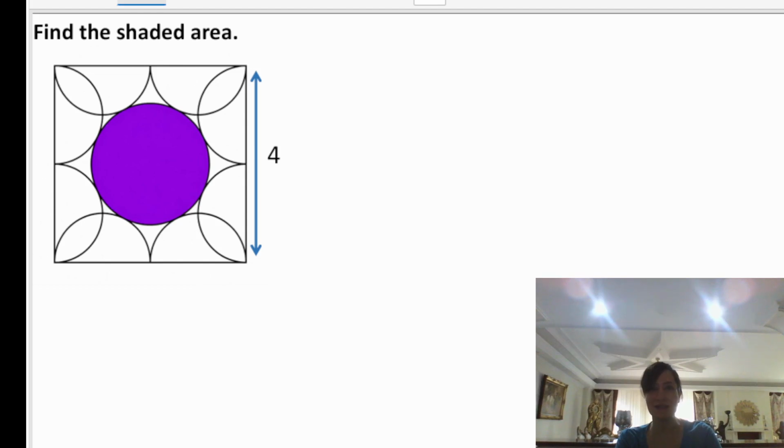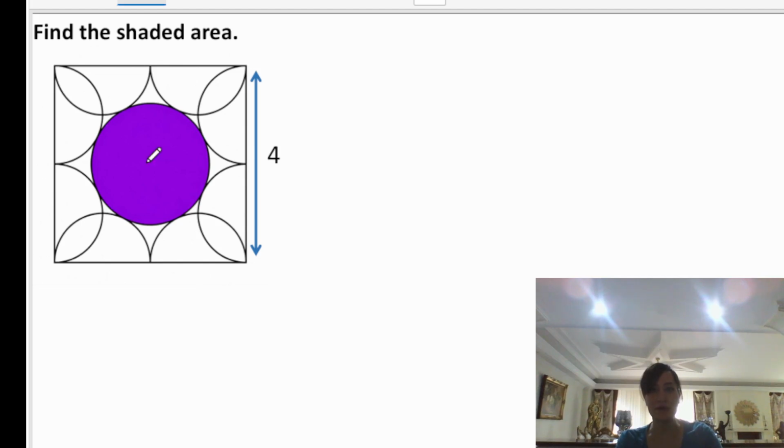So let's get started. First of all, try to pause the video and think about it. Three, two, one. Okay. It says find the shaded area. The shaded area is this purple circle.